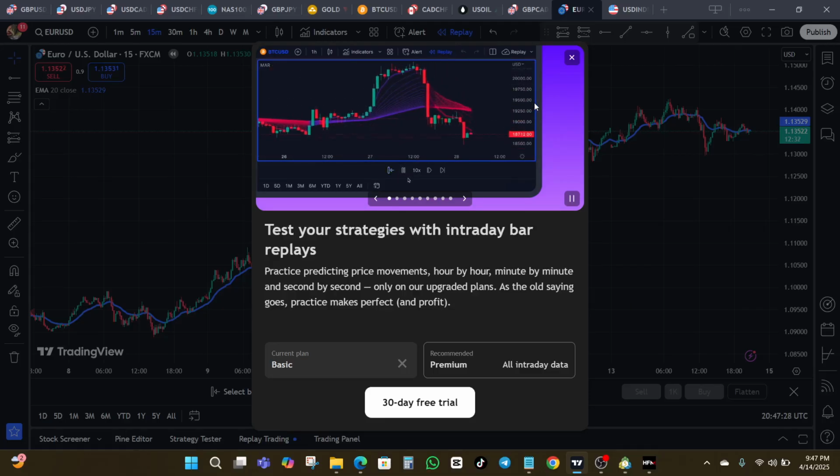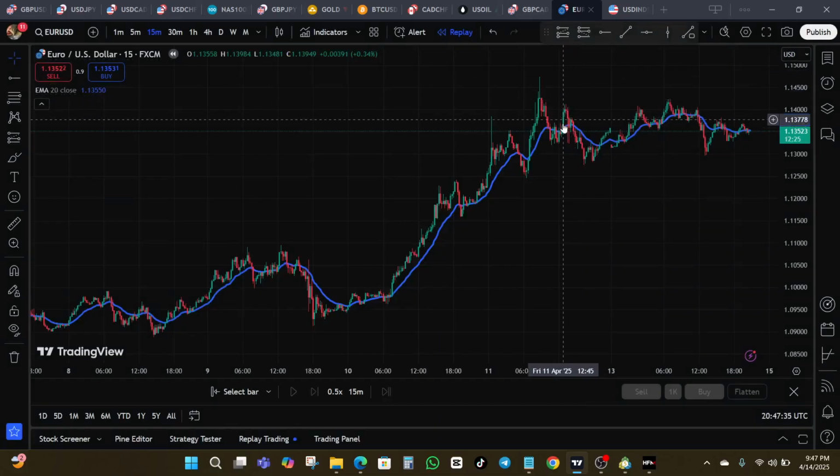Okay, so this allows you to simulate real market movement and test how your strategy reacts step by step, candle by candle. Now, as the chart plays forward, you look for your setup. Let's say your strategy involves waiting for a moving average crossover, for example, or maybe a specific candlestick pattern. When that signal appears, you can pause the playback. You can enter a simulated trade and mark the entry with a line or icon.